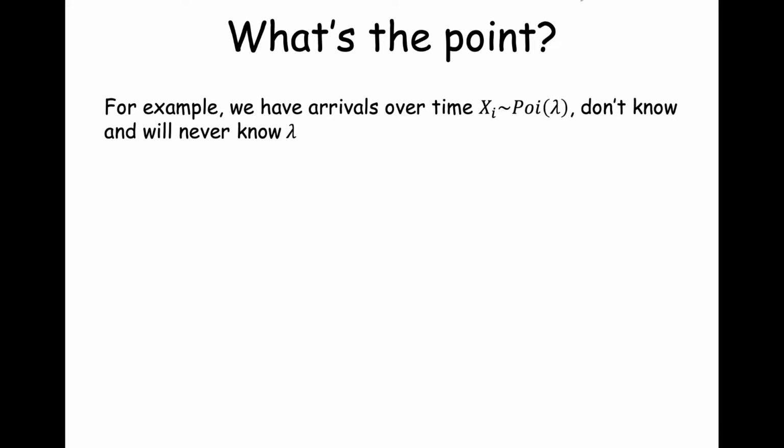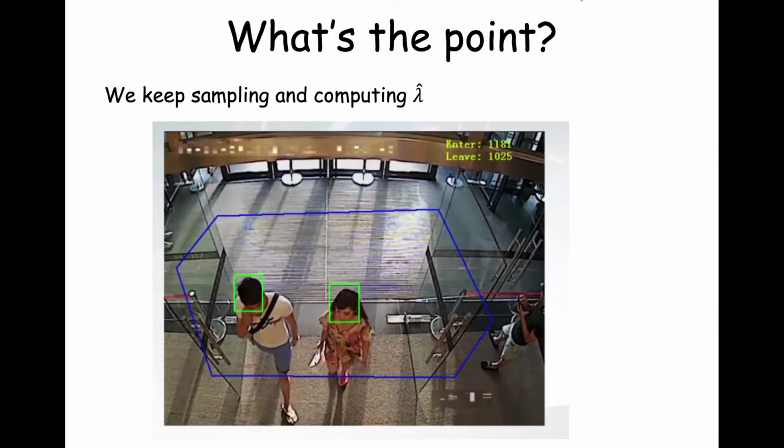So for example, carrying this example with the Poisson distribution describes a stochastic system where we observe a number of events over time, and we don't know and we will never know lambda, the rate parameter. So what do we do? We estimate lambda using MME or MLE, and we get an expression, a statistic, lambda hat, that's X bar. And we then keep sampling from our temporal data and calculating this lambda hat.